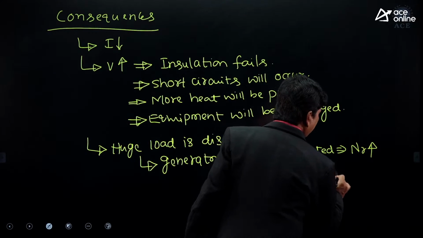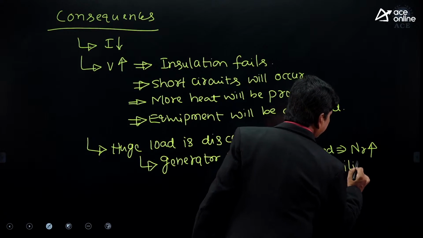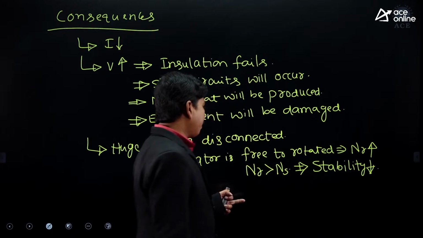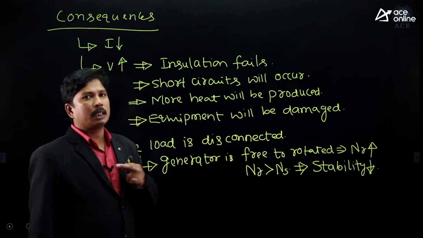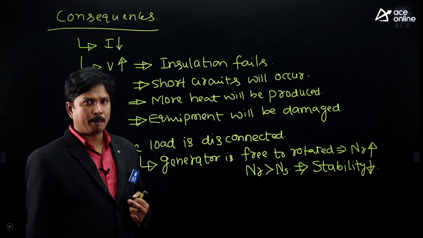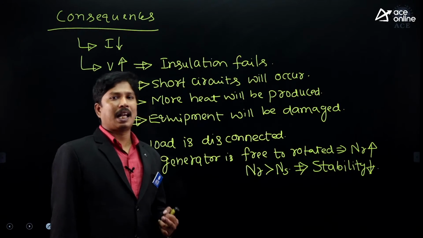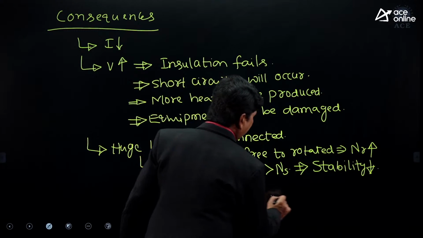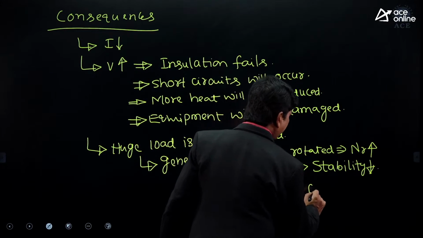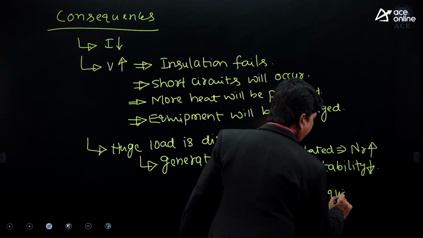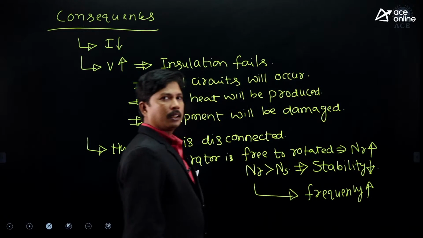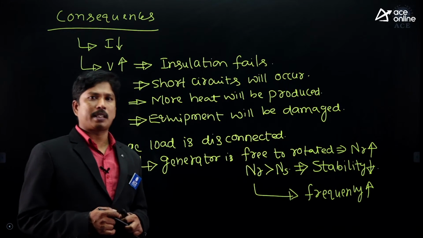Stability will be reduced. Whenever the speed is increasing, the speed formula is equivalent to 120 f by p. So the number of poles are always constant, whenever speed is increasing, as a result of this, the frequency will be increasing. So these are the consequences of the open circuit faults.